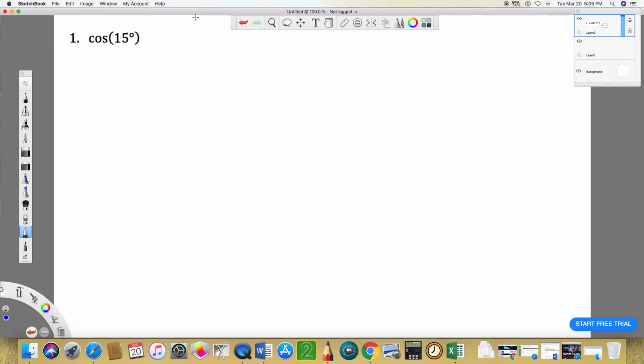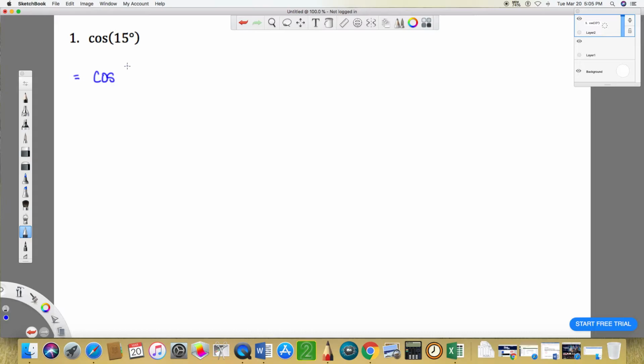All right, so let's take a look at this problem. They want us to evaluate the cosine of 15 degrees, and they want an exact value for it. And our calculator only gives decimal approximations, and our unit circle doesn't have a 15 degrees. But in the skill packet, we have some sum and difference formulas to use here. We want to rewrite this 15 degrees.